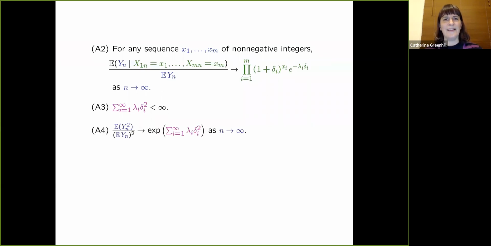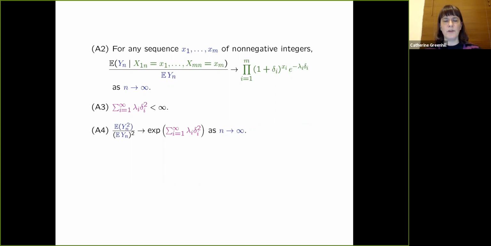Fourthly, this is sort of where the magic happens. The ratio of the second moment to the square of the first moment must tend precisely to the value e to the big sum that we just said was finite. So this limiting value, I kind of think of it as the magic number. And this whole thing somehow seems to be black magic that this could ever work at all, but there is some sort of reasons behind it, which I'll tell you about.